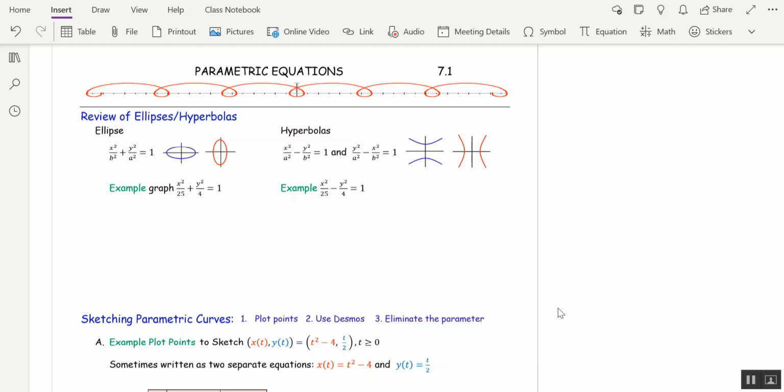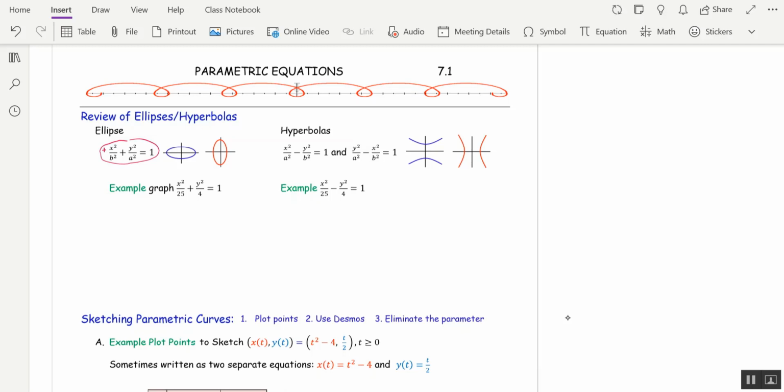Welcome to Parametric Equations. Before we jump into parametric equations, I want to do a quick review of ellipses and hyperbolas and how you can tell the difference when you're looking at the equation. This is the standard equation for an ellipse, and you can see that both quadratic terms are positive.